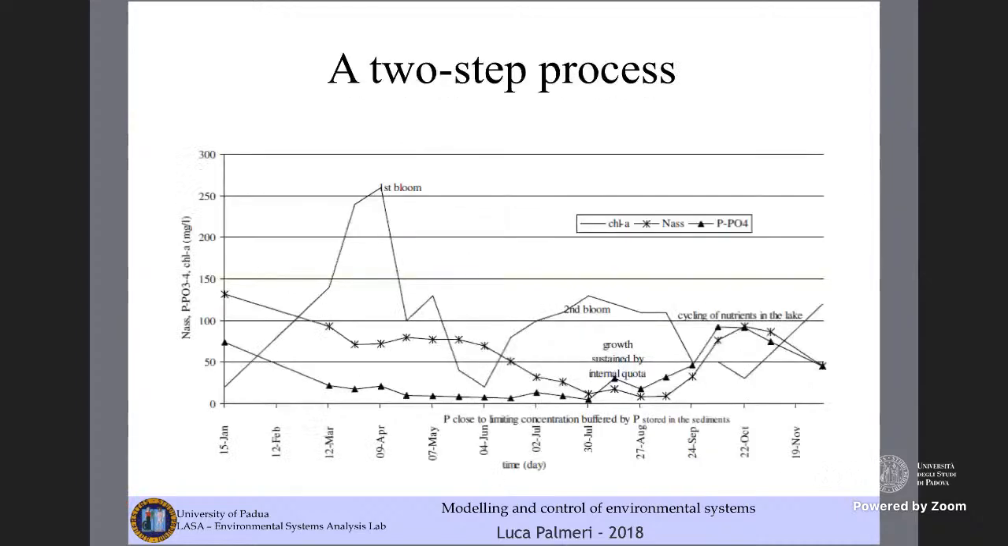And this is why I show you these experimental data, in which we have triangles representing phosphorus concentration, crosses that are nitrogen, assimilating nitrogen, and a continuous line describing chlorophyll A concentration. So in this line, we describe the concentration of chlorophyll.